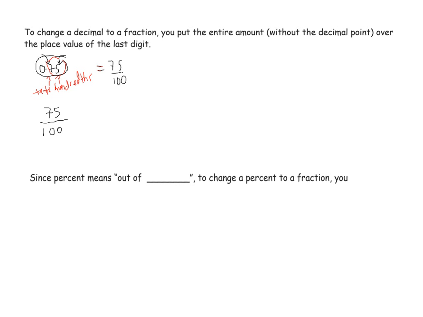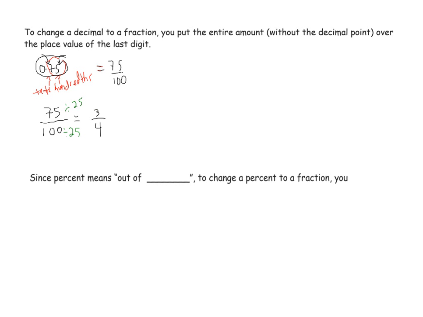So once we've done this, we need to reduce the fraction. And in this case, we can divide the numerator by 25. So we're trying to find the biggest number we can divide both of these by. So we can divide the numerator by 25, and if we do that in the numerator, we have to do that in the denominator as well. 75 divided by 25 is 3, and 100 divided by 25 is 4. So we get 3/4 here. So that's how we can change a decimal to a fraction.